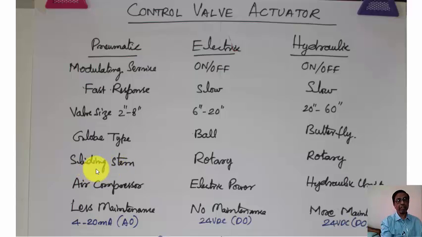Pneumatic is sliding stem type, sliding up and down. Electric means rotary type. There is a rotation of a ball-like structure inside the control valve. The electric actuator mainly operates this ball-like structure through 90 degrees from one position to the other. Similarly, hydraulic are also rotary type. There is a disc inside the butterfly valve, and that disc will be rotated 90 degrees from open position to the closed position.